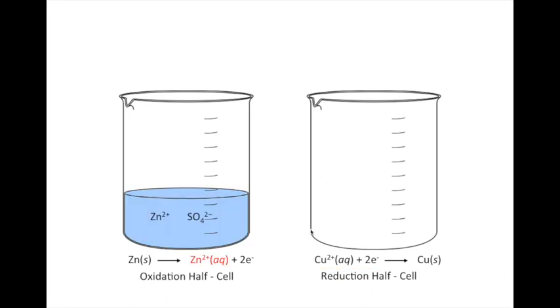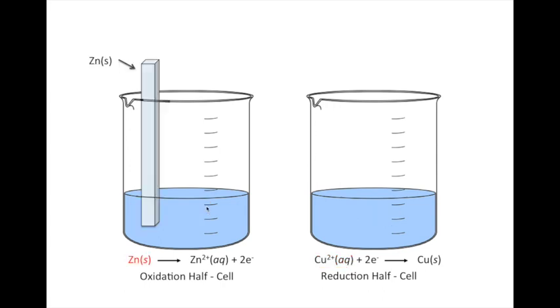So first thing, let's fill up this beaker with some zinc solution. We need aqueous zinc. So I've chosen zinc sulfate. You could choose zinc nitrate, any soluble zinc solution. Now we also want to put a copper solution over here. We need aqueous copper. So again, I've chosen copper sulfate. So we fill copper sulfate over here, zinc sulfate over here.